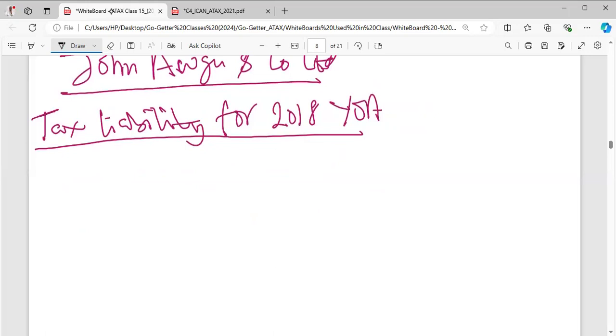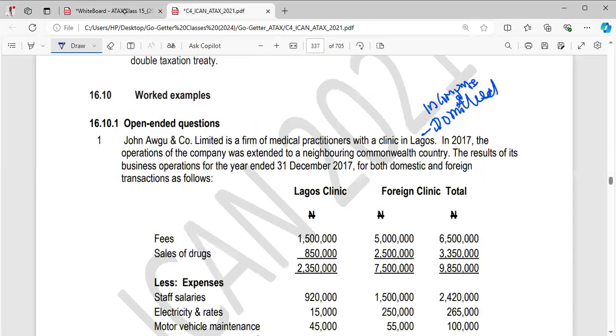I can decide to put foreign. Okay, so this is Lagos, and this is total. Okay, so we have fees. Okay, we're not going to do it that way. We have our net profit, right? Start with the net profit.